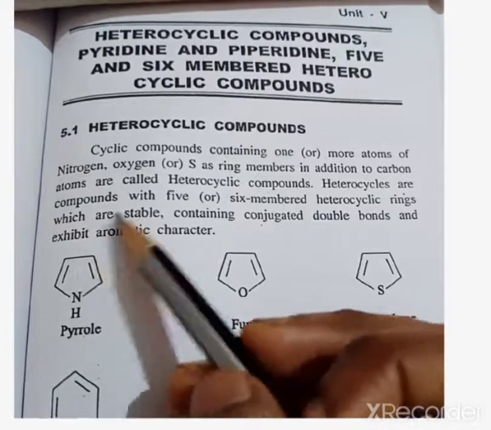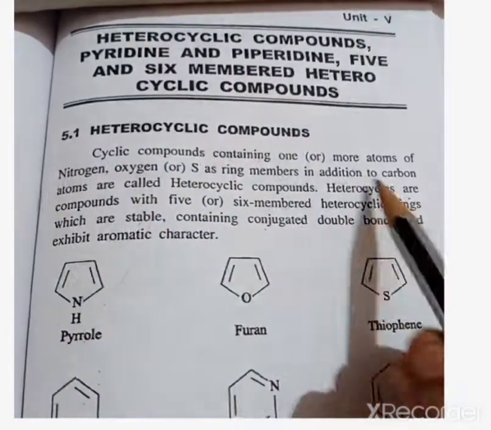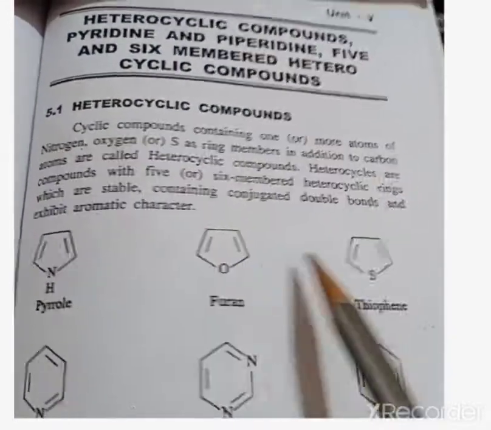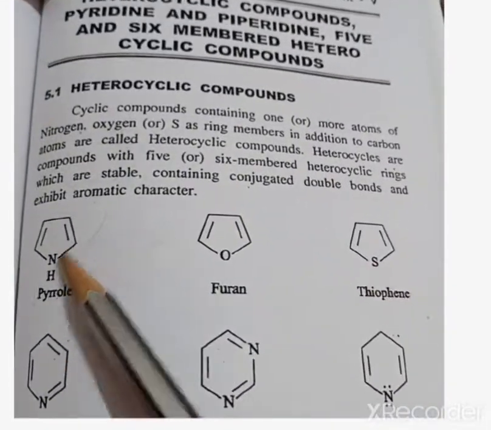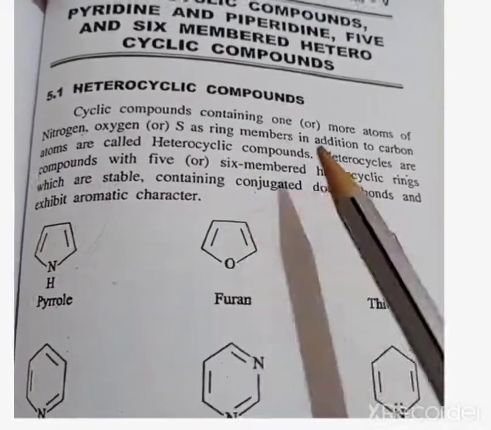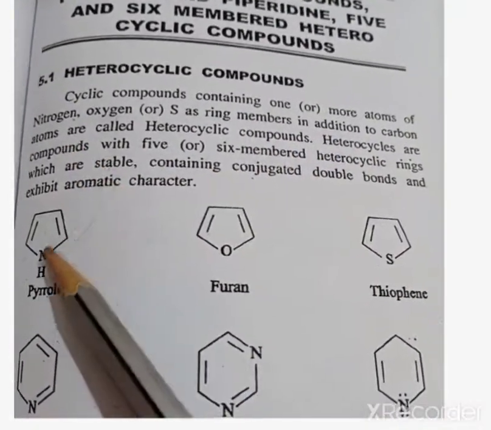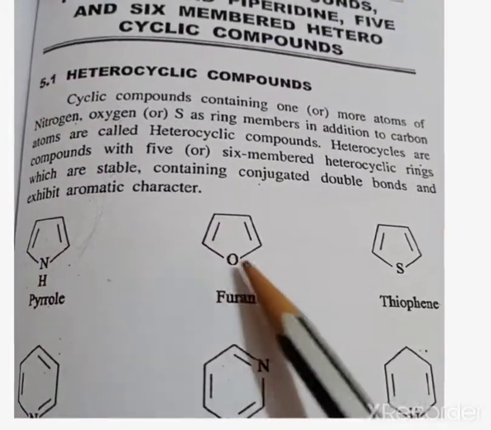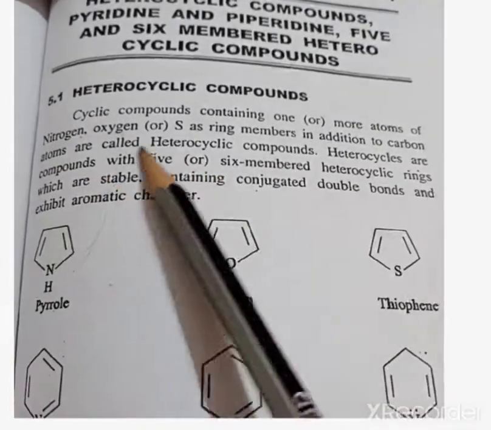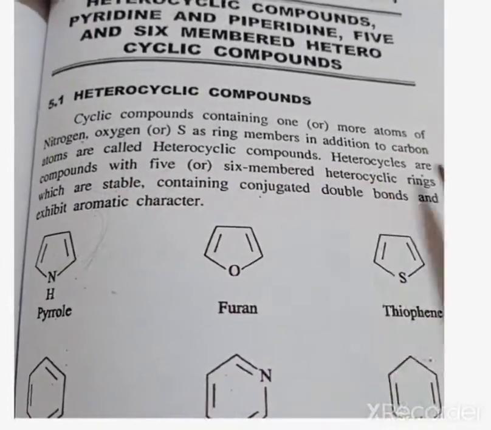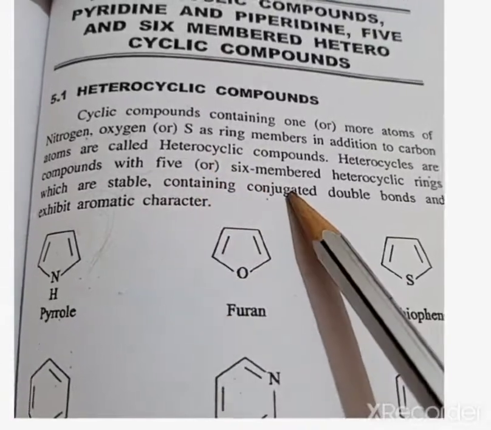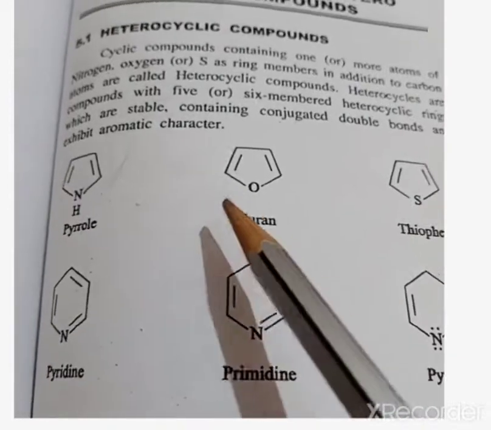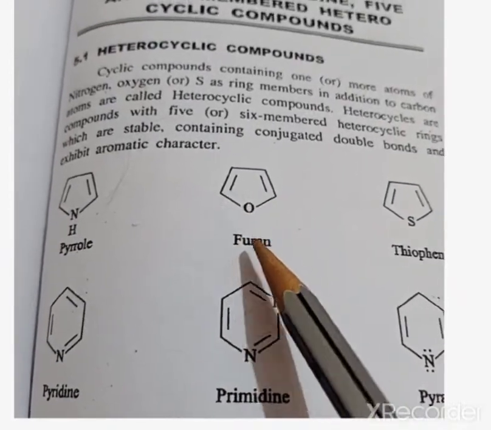So here the 5 carbon atoms form a cyclic ring which contains one or more heteroatoms, which means nitrogen, oxygen, or sulfur. So these are said to be cyclic compounds. In this ring, in addition to the carbon atoms, one carbon atom is replaced by adding one nitrogen or oxygen, and these are said to be heterocyclic compounds. Heterocyclic compounds may be 5 or 6 membered rings.